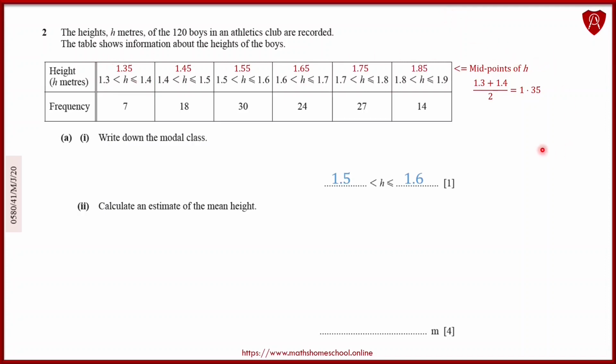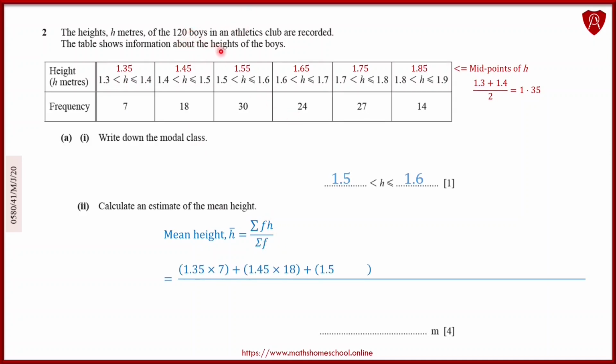Now that we have the midpoints, we take the formula for the mean height, which is the sum of the product of frequency and height, the frequency of each class and the midpoint in that class. We multiply them out, add them up, everything divided by the sum of all frequencies, which is the total number of boys. So we list each midpoint with the corresponding frequency. Then we add them up, divide by 120.